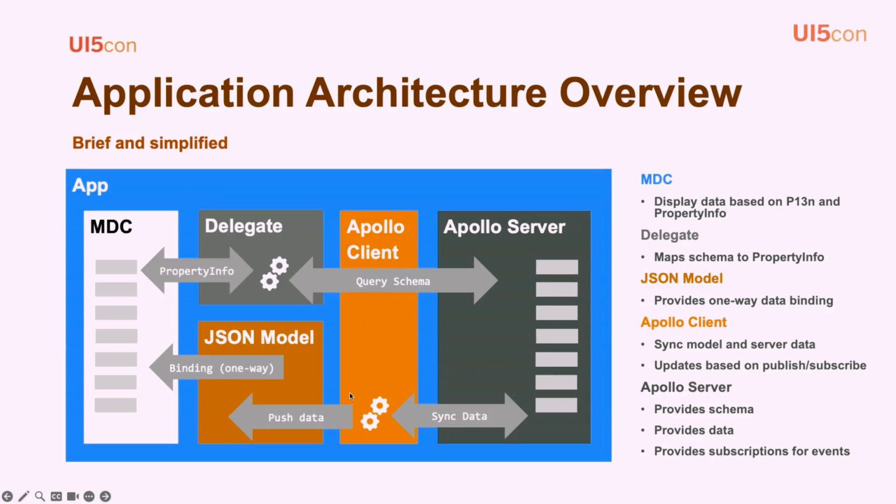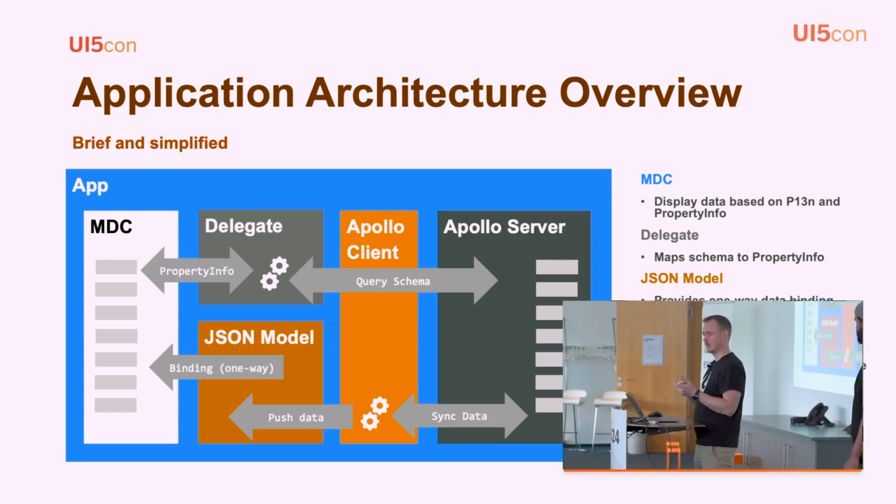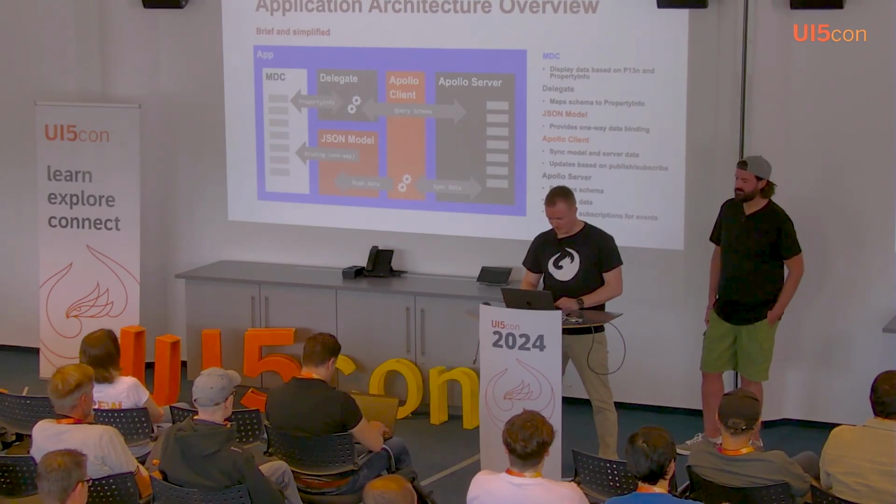Apollo client, and a bit of magic here. I put some gear icons to abstract that a little. There is a controller involved as well, but the interesting fact is it pushes the data that it retrieves from the server in a one-way manner into the JSON model, and the JSON model shows it on the UI. So there is no kind of two-way binding involved. Everything is just unidirectional. Tom is going to show a bit more details on that. I think that's pretty much it from the overview side.